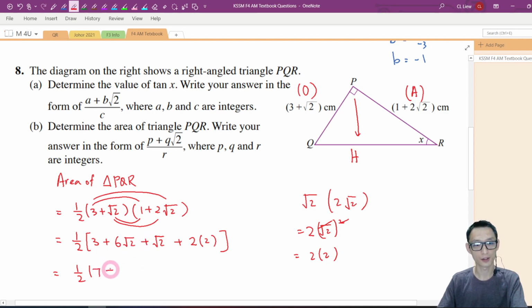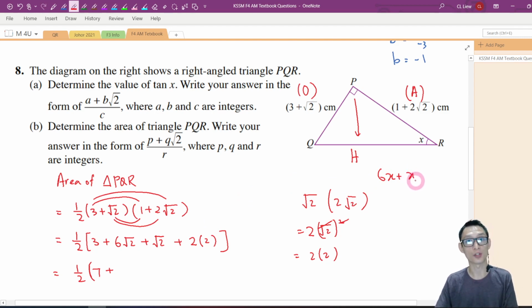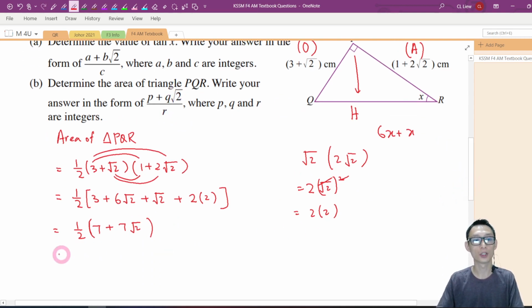And how about this? 6 times square root of 2 plus 1 times square root of 2. You can think 6x plus x, which is equal to 7x. So same concept here. So it will equal 7 times square root of 2. Okay, so the question asks us to give our answer in this form. So we need to follow the requirement, which will be 7 plus 7 times square root of 2 over 2, and this is in square centimeters.